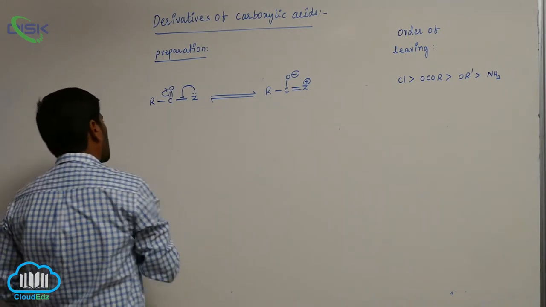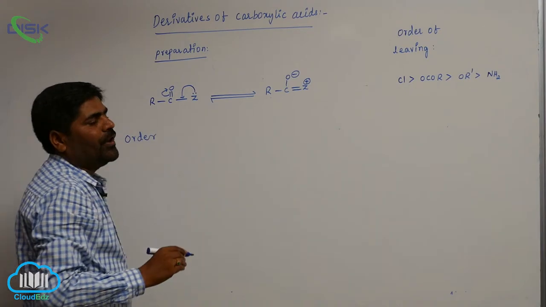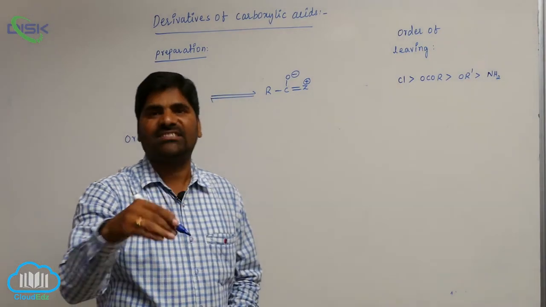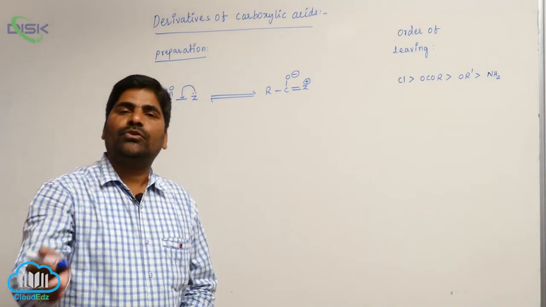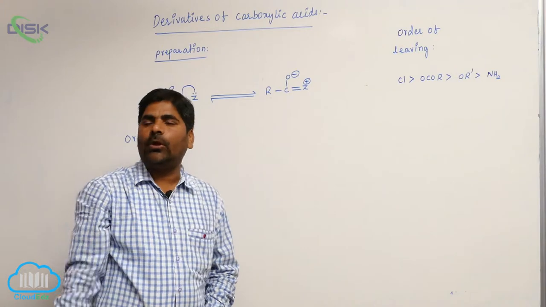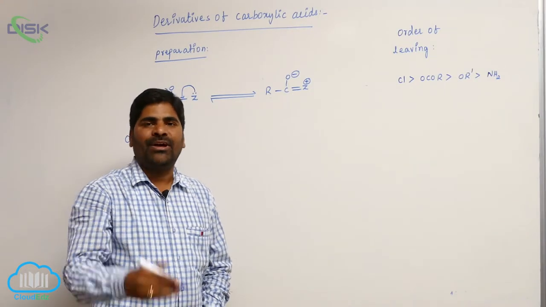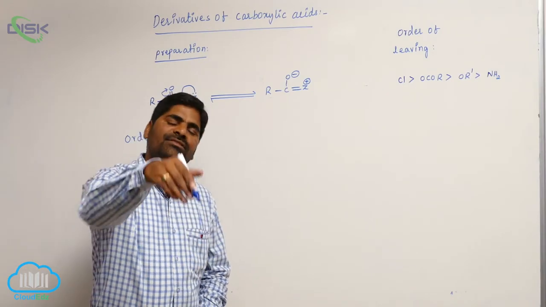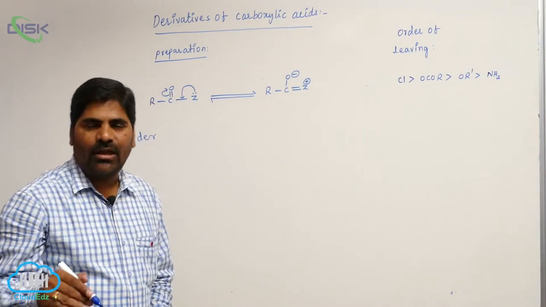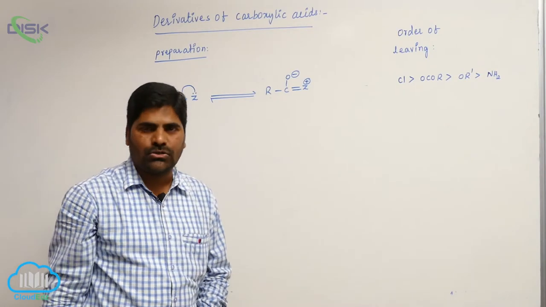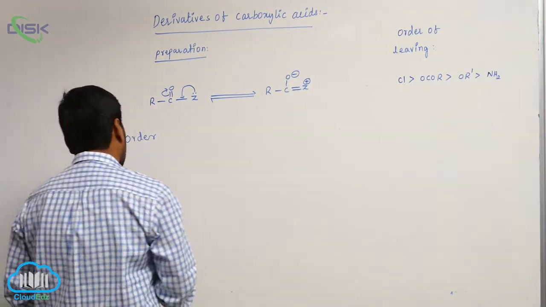This is also important: when the interaction of the lone pair of electrons with the acyl carbon increases, reactivity increases. That is why chlorine easily donates its lone pair of electrons towards the acyl carbon. So chlorine is a better leaving group compared to other groups, and acid chlorides are more reactive towards acyl nucleophilic substitution reactions.